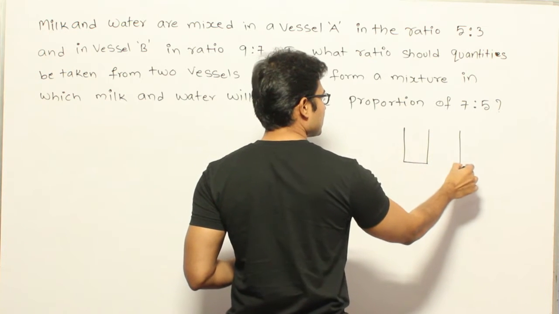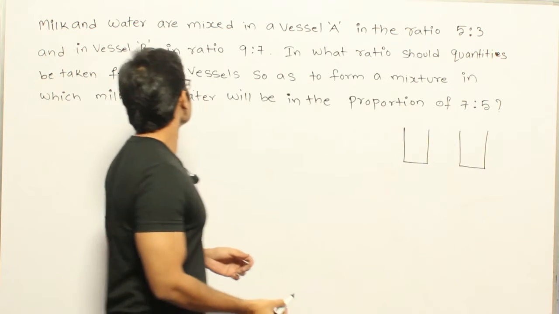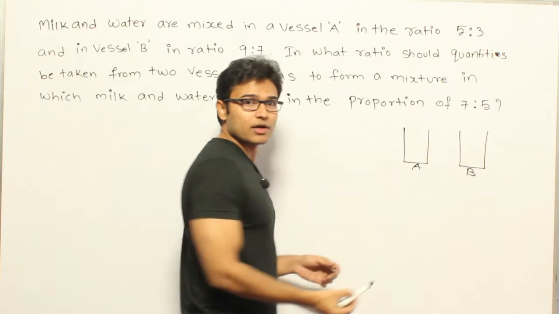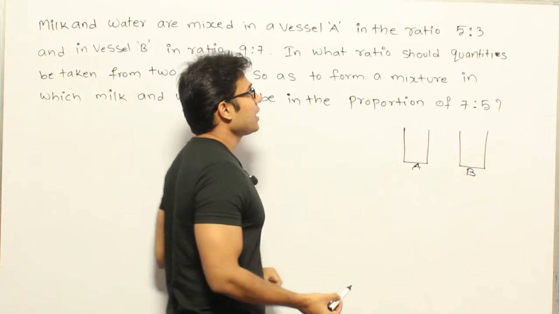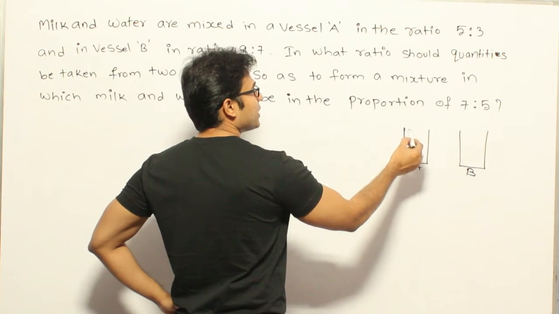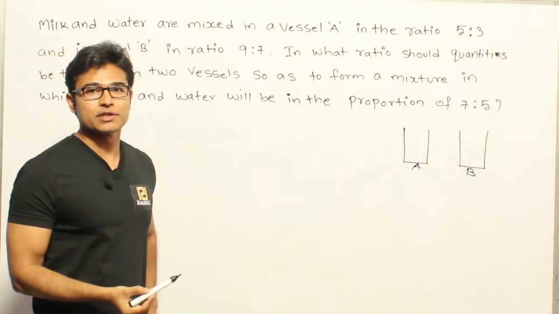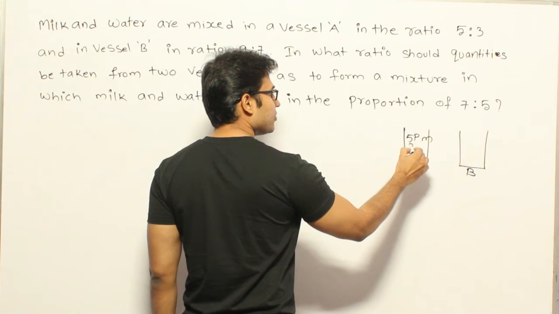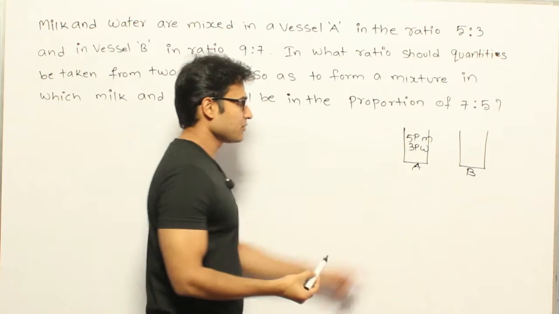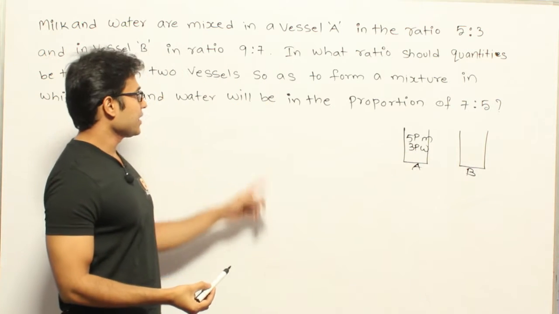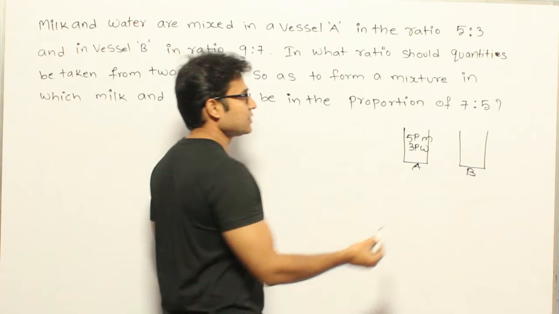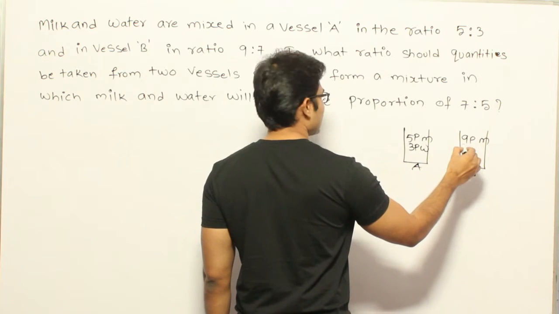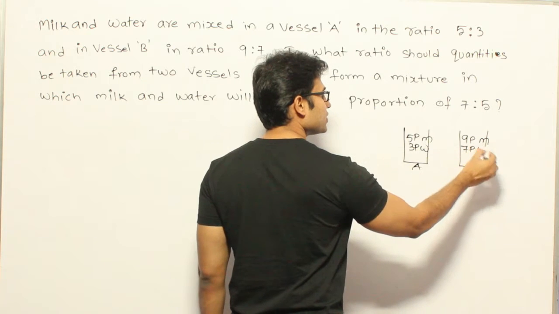there are two vessels, vessel A and vessel B, and both are containing a combination of milk and water. And in the first one they are saying that milk and water are in the ratio of 5:3. So if we assume that 5 parts is the milk, then 3 parts will be water. That is what is given for vessel A, right? And in the second one, vessel B, 9:7 is the ratio, which means 9 parts of it is milk, then 7 parts of it will be water. This is what is given.